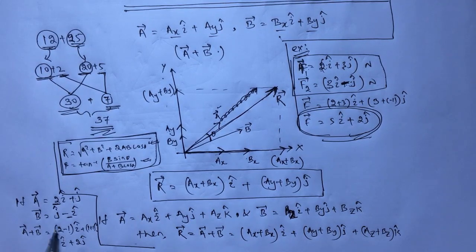So be careful while you are adding. Add the i cap term, add the j cap term, add the k cap term. Don't just add the first term, 2 plus 1, 3 i cap, 1 minus 1 j cap, like that don't write. Here it is i cap, here it is i cap. Here j cap, here j cap. That is why accordingly you add and find the answer.